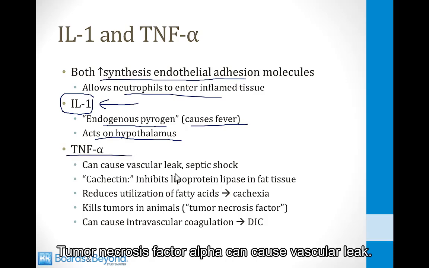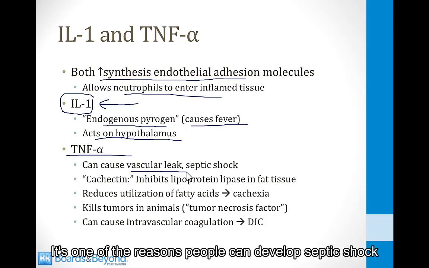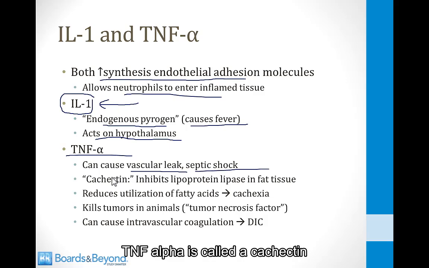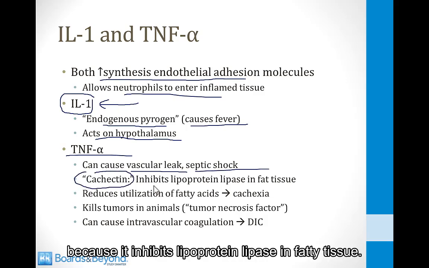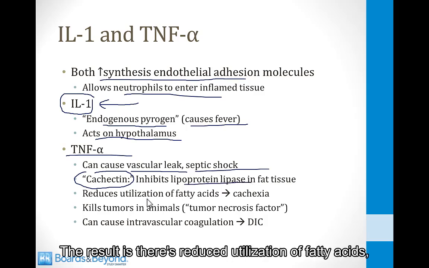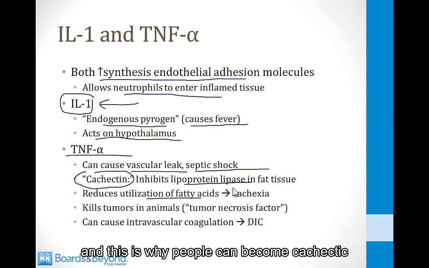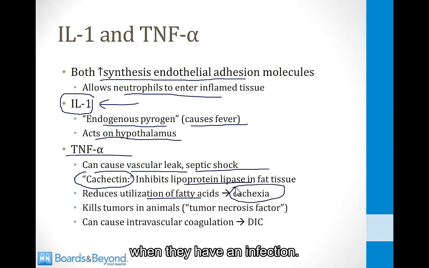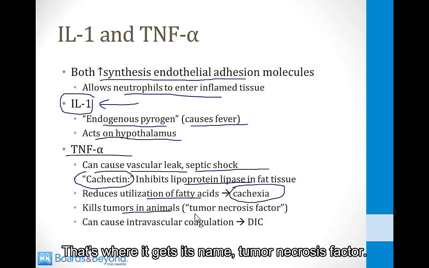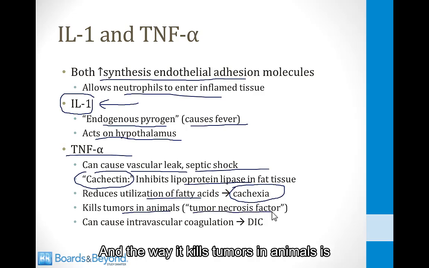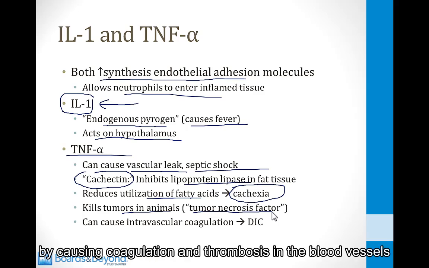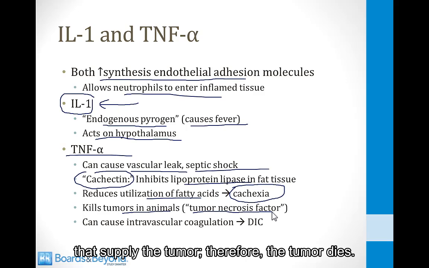Tumor necrosis factor alpha can cause vascular leak. It's one of the reasons people can develop septic shock when they have an overwhelming infection. TNF alpha is called a cachectin because it inhibits lipoprotein lipase in fatty tissue. The result is there's reduced utilization of fatty acids, and this is why people can become cachectic when they have an infection. Tumor necrosis factor alpha has been shown to kill tumors in animals. That's where it gets its name, tumor necrosis factor. And the way it kills tumors in animals is by causing coagulation and thrombosis in the blood vessels that supply the tumor. Therefore, the tumor dies.